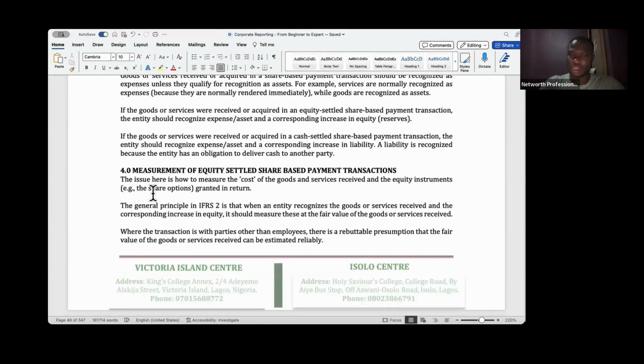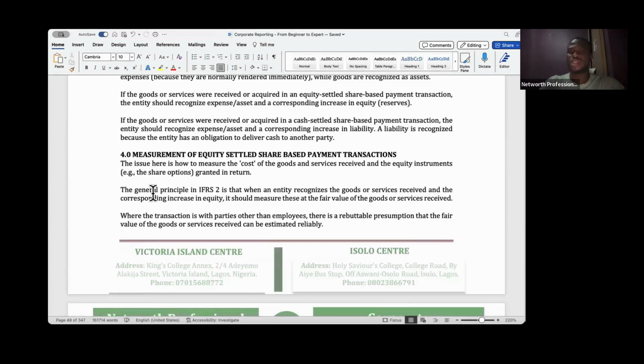Now, for the measurement, we said that the challenge here is, we started with equity settled last week. Then the first hurdle we crossed is that there are two distinct elements here. The first element is that the entity is receiving goods that have their own value, and in return, the entity is paying with its equity instrument that also has its own value. So whose value are we going to rely on?